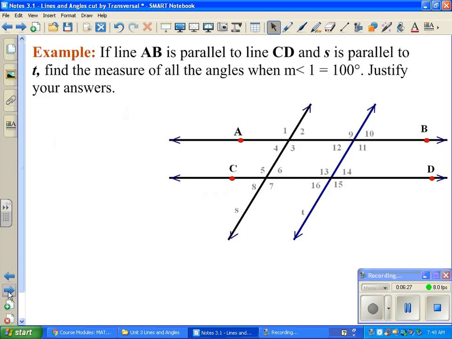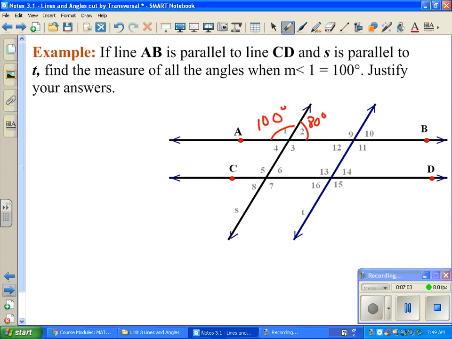So now we have a much larger picture. And what I'd like you to be able to do is to go around the picture and find out how many angles you can name as a pair where angle 1 is one of the two in the pair, and find the measure of all the angles in the picture that you can find with angle 1 first. For example, angle 1 and angle 2 are supplementary. Therefore, if angle 1's 100, then angle 2's 80.